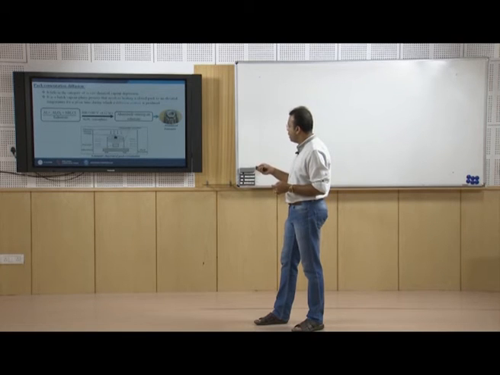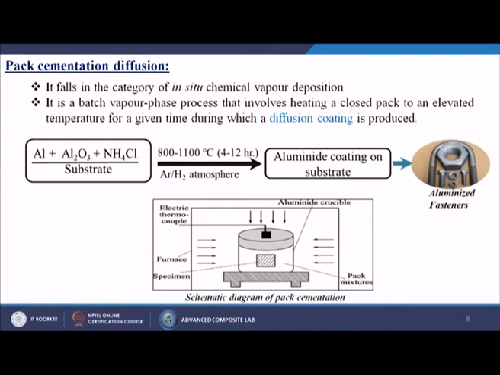So, we have a furnace, and inside the furnace we can use some argon or hydrogen atmosphere, or a mixture of both atmospheres. Then we maintain this temperature for this time, and we keep those materials there, and it generates a certain kind of gases, and that gas can do the coating onto this material.